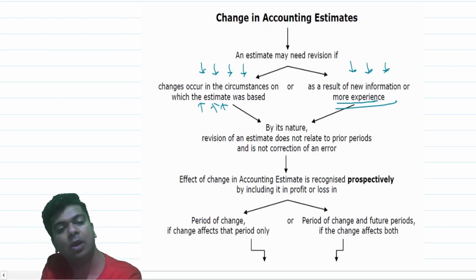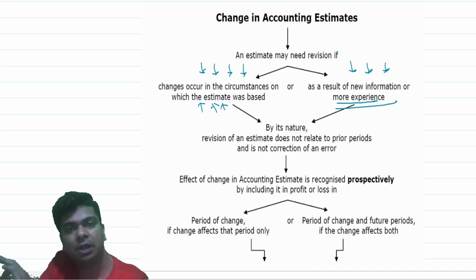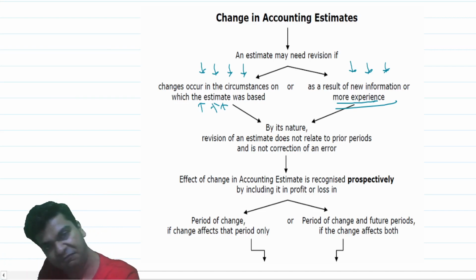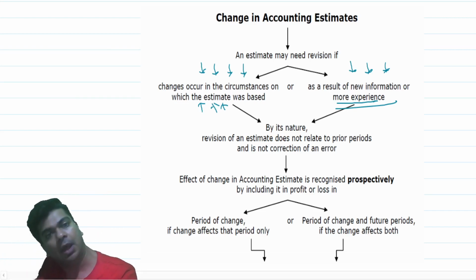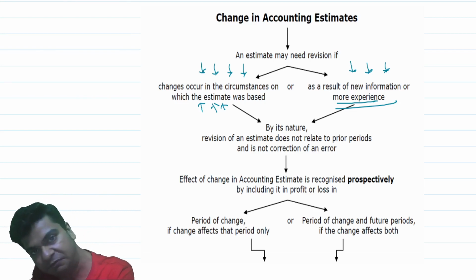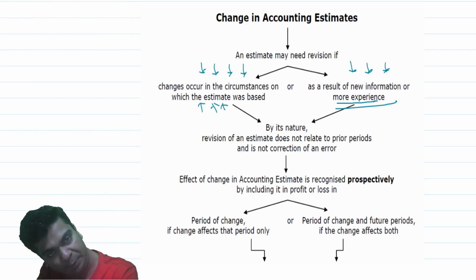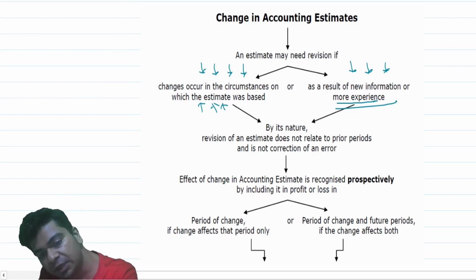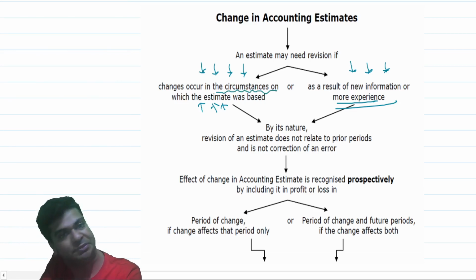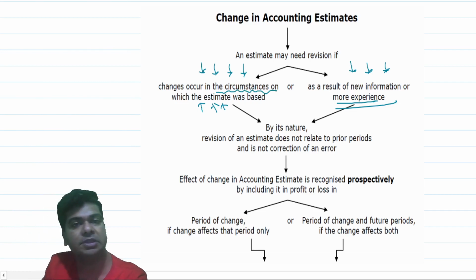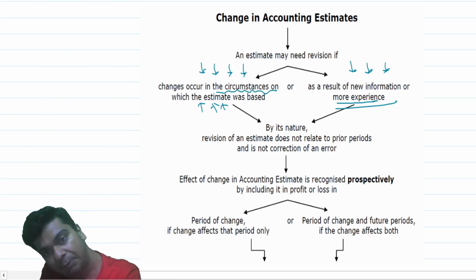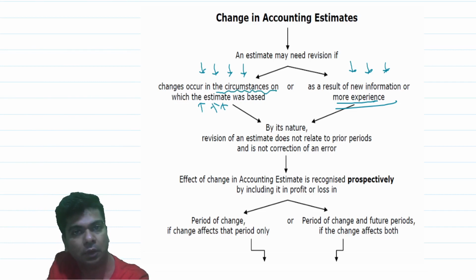Right? My lawyers were advising me that for the pending lawsuit, you will have to pay 50,000 rupees of damages. I recognized a provision for rupees 50,000. But when the judgment was out, the court ordered me to pay 60,000. New circumstances are there, right? Because new circumstances are there, I'll have to update the amount of the provision.